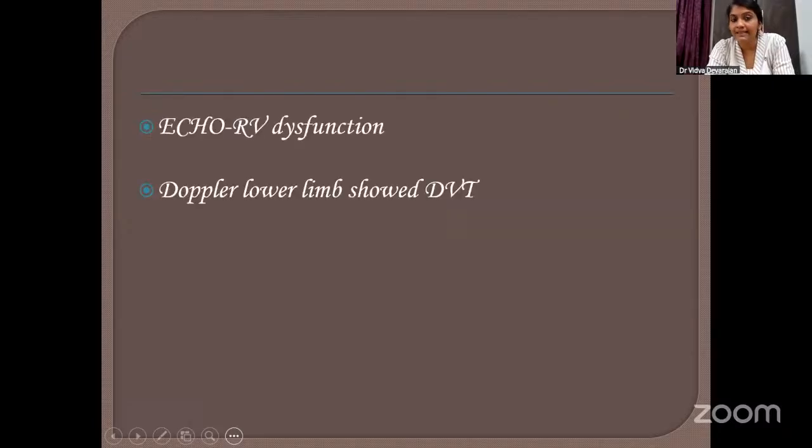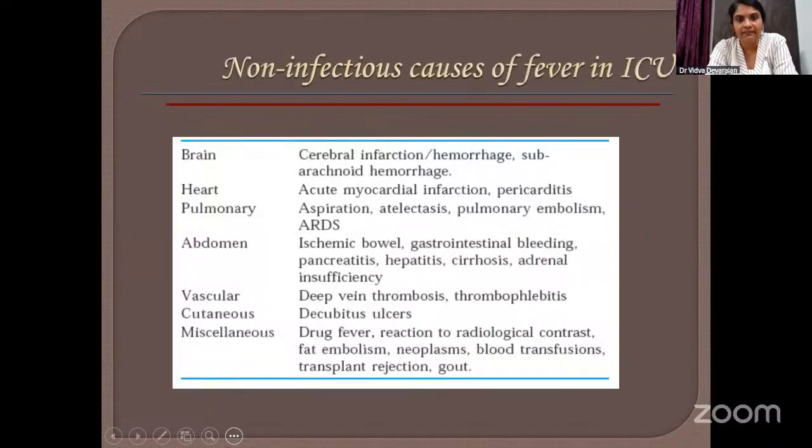His echo showed an RV dysfunction. Doppler of the lower limb showed DVT. So please look out for non-infectious causes of fever in the ICU. What are the non-infectious causes for fever in the ICU? It could be subarachnoid hemorrhage, pontine hemorrhage. Any of your bleeds can cause it, especially when it comes to neuro ICU.